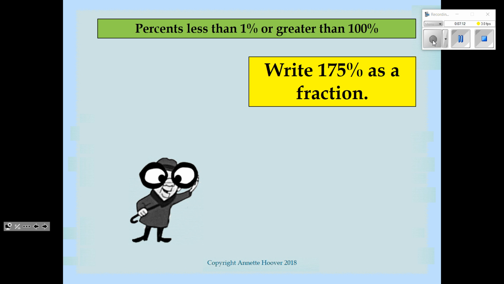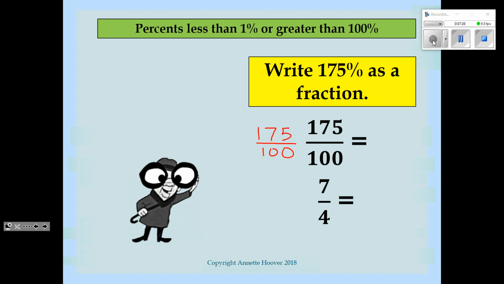Write 175% as a fraction. Again, you always take the percent and you always write it over 100. Both of these numbers are divisible by 25. So how many quarters would be in $1.75 and how many quarters would be in a dollar? That would be 7/4. You can leave it as the simplified improper fraction 7/4, or you can turn it into a mixed number, 1 3/4.